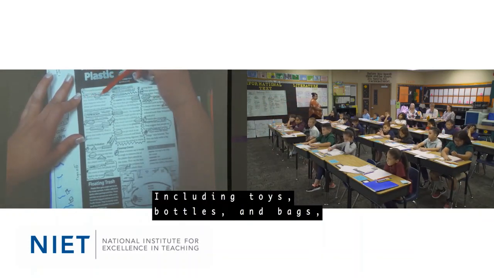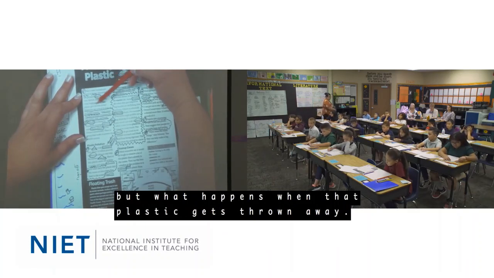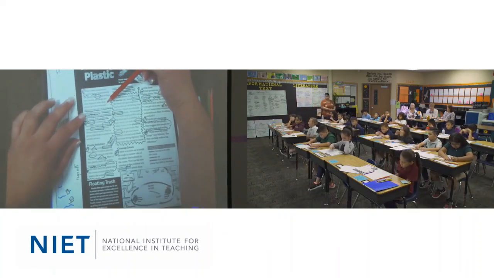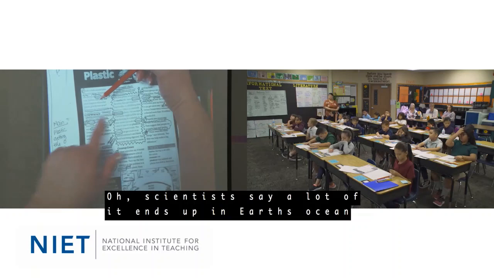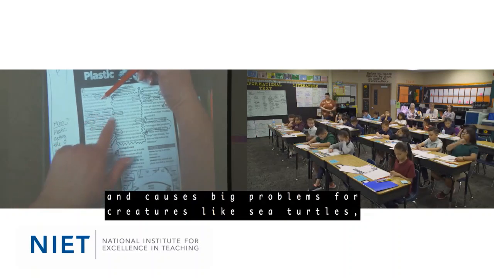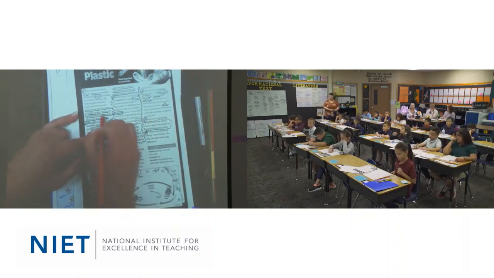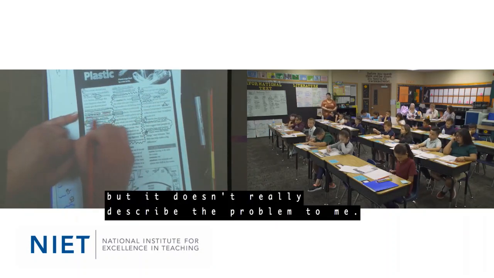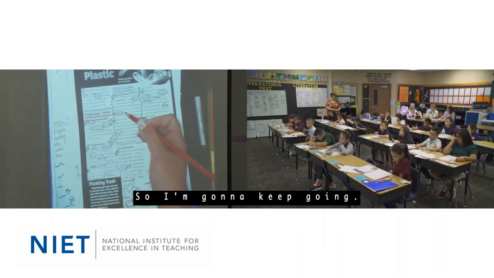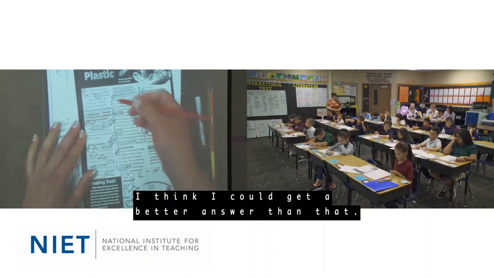Including toys, bottles, and bags. But what happens when that plastic gets thrown away? Scientists say a lot of it ends up in Earth's ocean and causes big problems for creatures like sea turtles, fish, and birds. So I'm gonna underline this. But it doesn't really describe the problem to me. So I'm going to keep going. I think I could get a better answer than that.